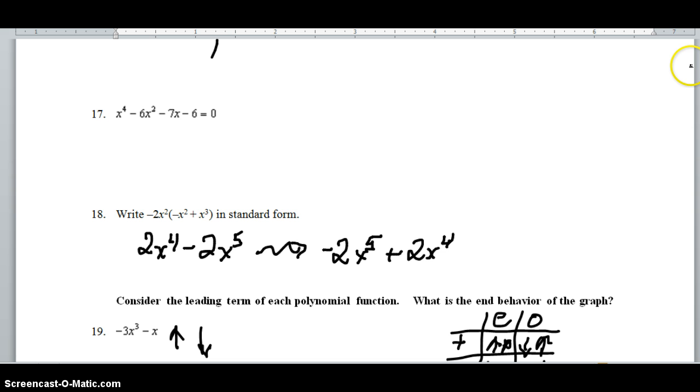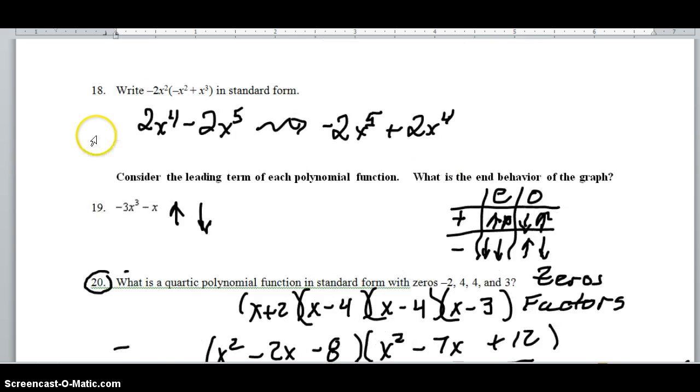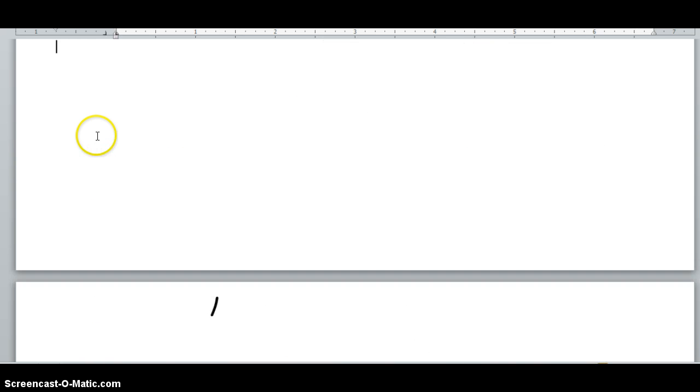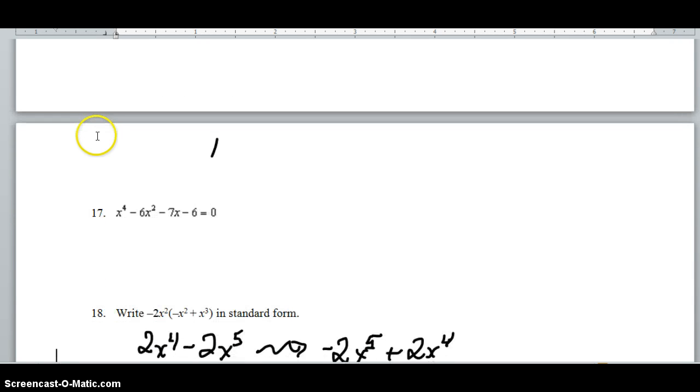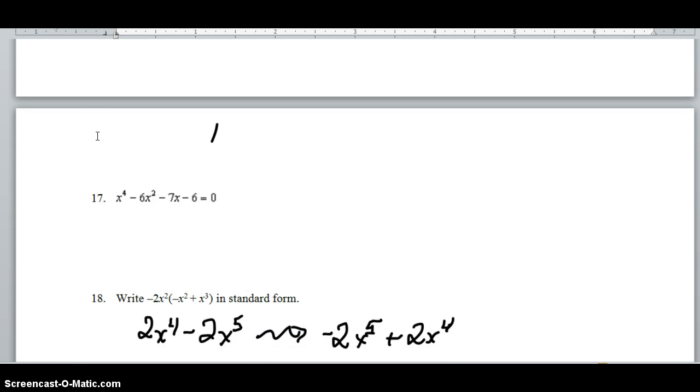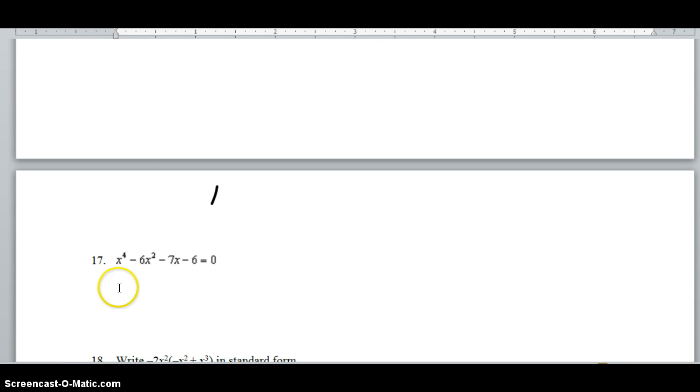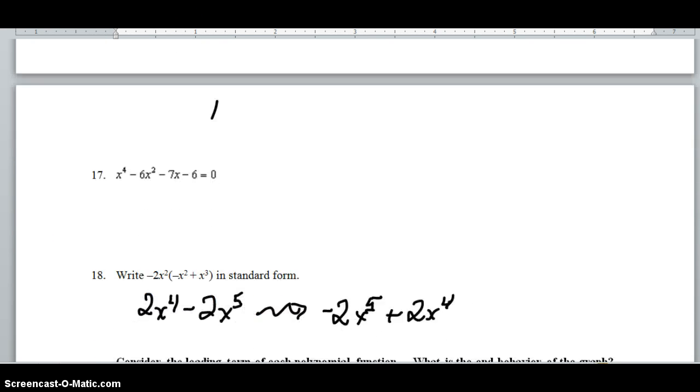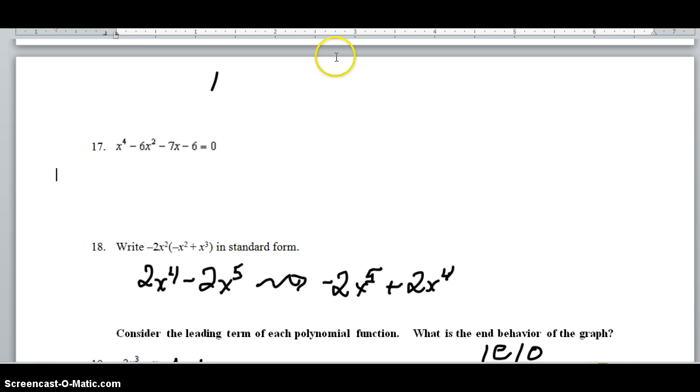Number 17, they want us to find the zeros of this equation. So let's find those zeros. Now, this is something we cannot factor, and it's not a quadratic, so we can't use the quadratic formula yet. But let's take a look at, since this is a 1 right here, we might be able to find some nice p's and q's.